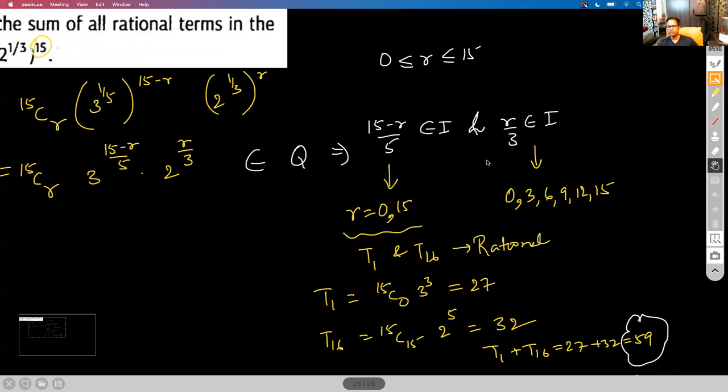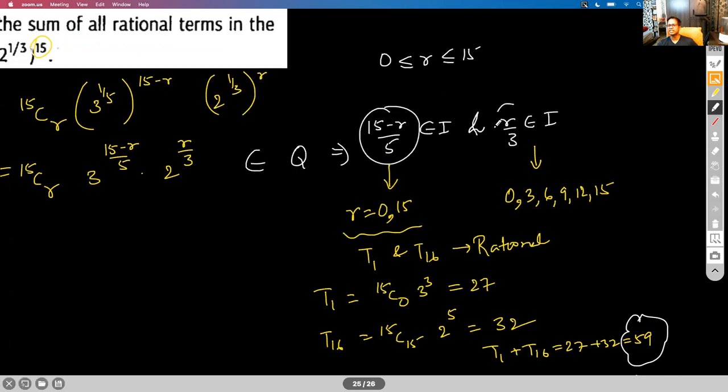Why can it be only 0 and 15? Because 0 and 15 are the only values which will make both of them integers. Check karlo. 0 pe integer, ye bhi integer. 15 pe bhi, ye bhi integer, ye bhi integer. Rest, no other values will make both of them integers other than 0 and 15.